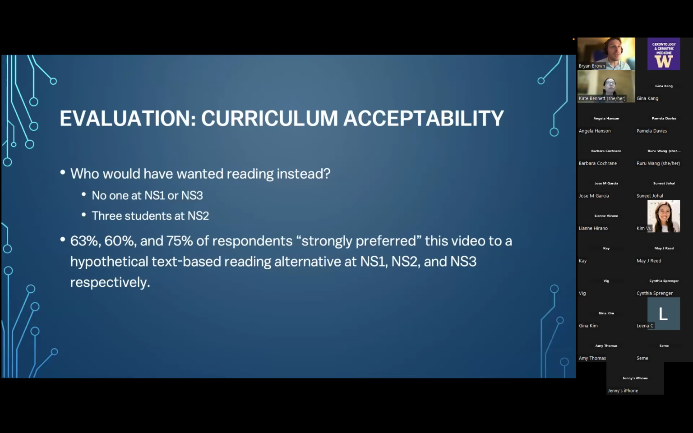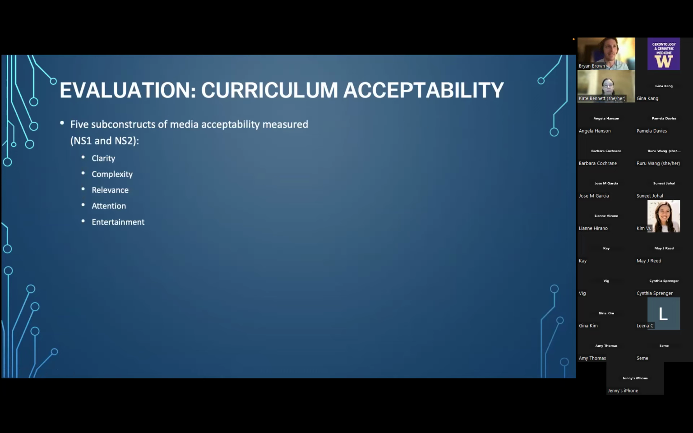For acceptability, we also asked if they would have wanted a reading assignment instead. Only three people at the unhappy institution said yes. Otherwise, no one else said they would prefer reading. And then the majority of people at every site said they strongly preferred video to any hypothetical reading assignment.